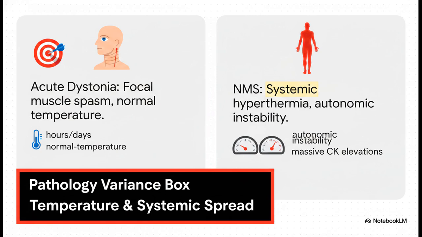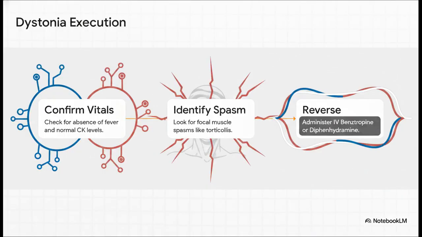Acute dystonia presents as a localized, painful muscle spasm, like torticollis or an oculogyric crisis, typically within hours of drug administration. Crucially, it completely lacks the systemic hyperthermia, autonomic instability, and massive CK elevations that we see in NMS. Because we're talking about an imbalance in the dopaminergic cholinergic pathways of the basal ganglia and not full systemic toxicity, your execution must be incredibly targeted.